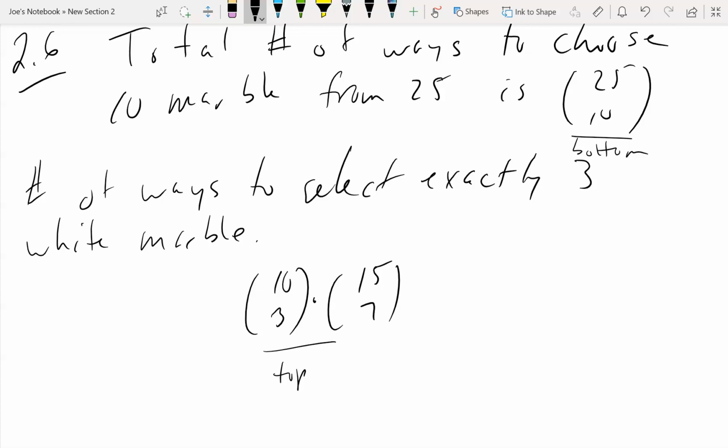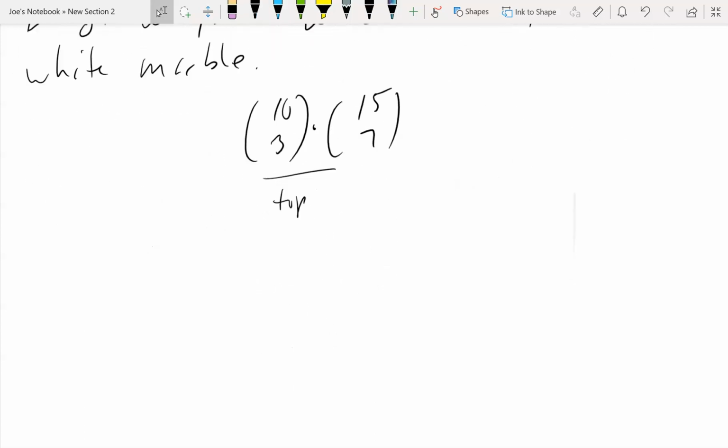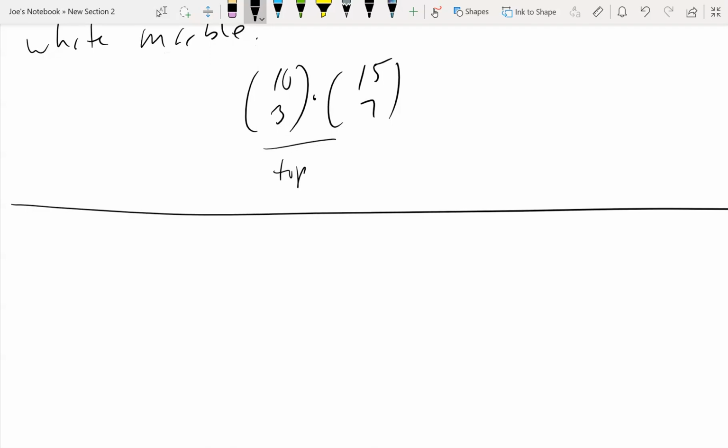Let's look at one more here. Let's look at 2.13. You're going to roll 4 dice. You want 2 identical odds and 2 identical evens. Think about it for a minute.